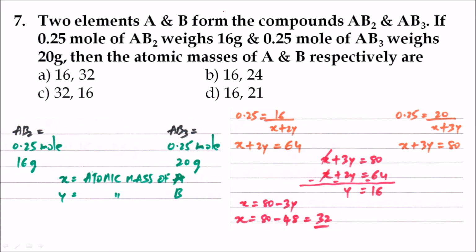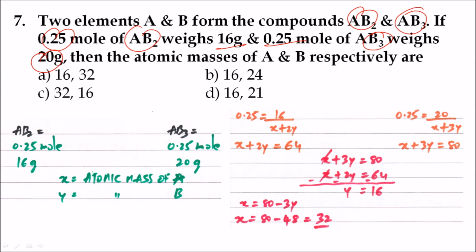Two elements A and B form compounds AB2 and AB3. If 0.25 mole of AB2 weighs 16 gram, so the mass of the molecule is given, right? And 0.25 mole of AB3 will weigh 20 gram. Then the atomic masses of A and B respectively are. So they're asking the atomic masses of A and B.